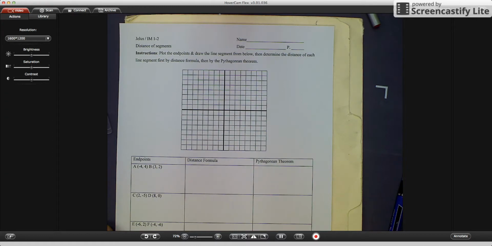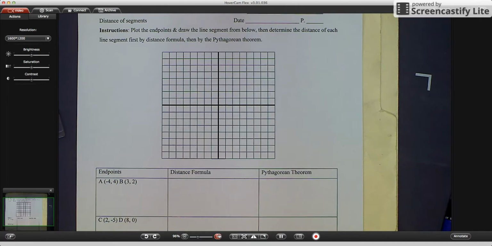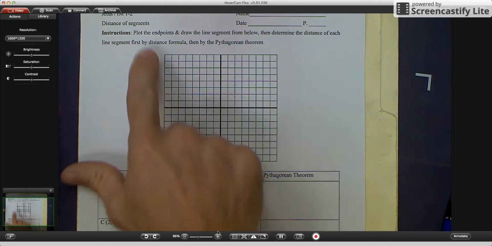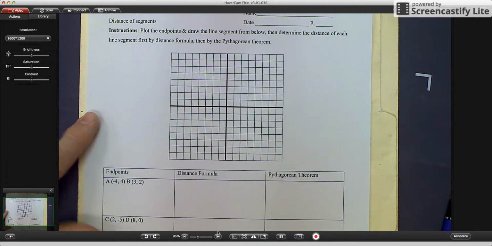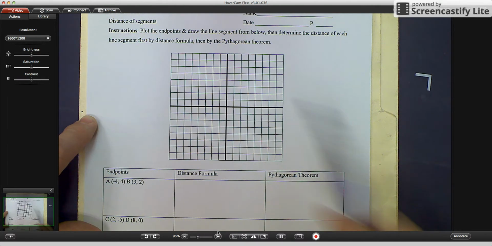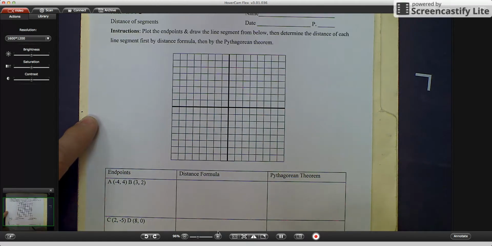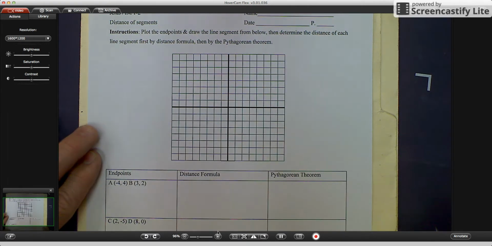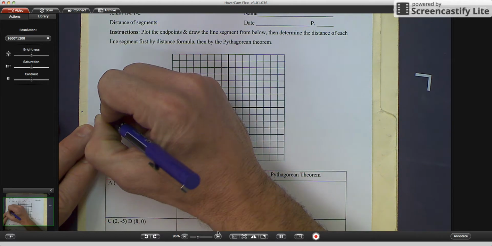All right, welcome back. We are moving on and finding the distance of segments. The instructions say to plot the endpoints and draw the line segment from below, then determine the distance of each line segment by the distance formula, then by the Pythagorean theorem. You have the distance formula and the Pythagorean theorem in your definitions notes, so why don't you take those out and on the side here, write the distance formula, and I'll do it with you.